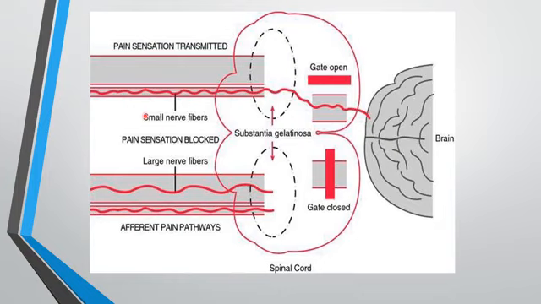In this picture you can see the gate open and the gate closed, at the substantia gelatinosa. The small nerve fibers are open and entering the brain via the spinal cord. And here the large nerve fibers are in the afferent pathway. So we have seen A beta and C fibers. This C fiber transmission is stopped by the other afferent pathway, that is the dorsal column pathway. A beta fibers will stimulate the inhibitory interneurons to stop the release of substance P from the C fibers.